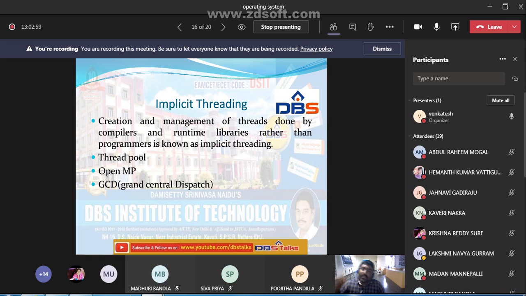We have just studied thread libraries. In thread libraries, only the programmers create the threads. But in implicit threading, the programmers will not create the threads. The threads will be created, and after creating, the management of the threads is also done by the compilers and runtime libraries. We can say it is implicit threading.